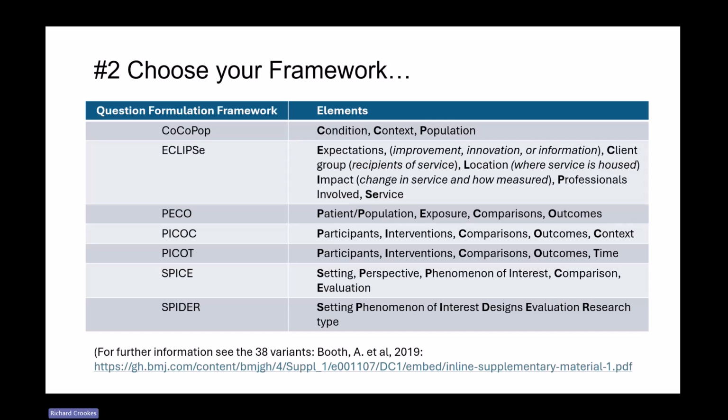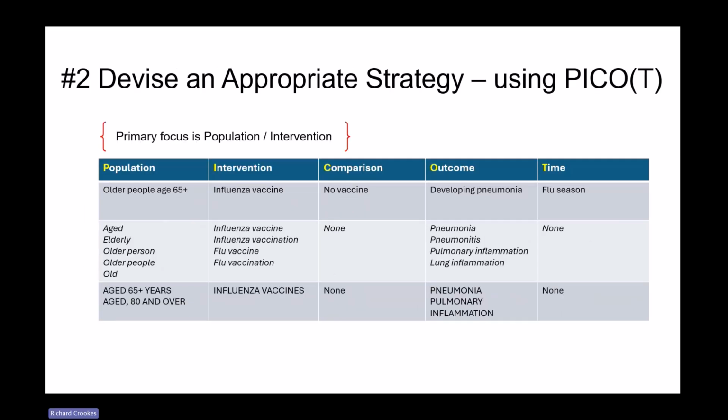These have been identified by Andrew Booth et al. when they wrote this article a number of years ago. They identified 38 variants that could be used as a framework to structure the literature search. So again, you may want to refer to that PDF in your own time once you have a copy of the slide deck. For this particular session, as I've indicated, we'll be looking at PICO.